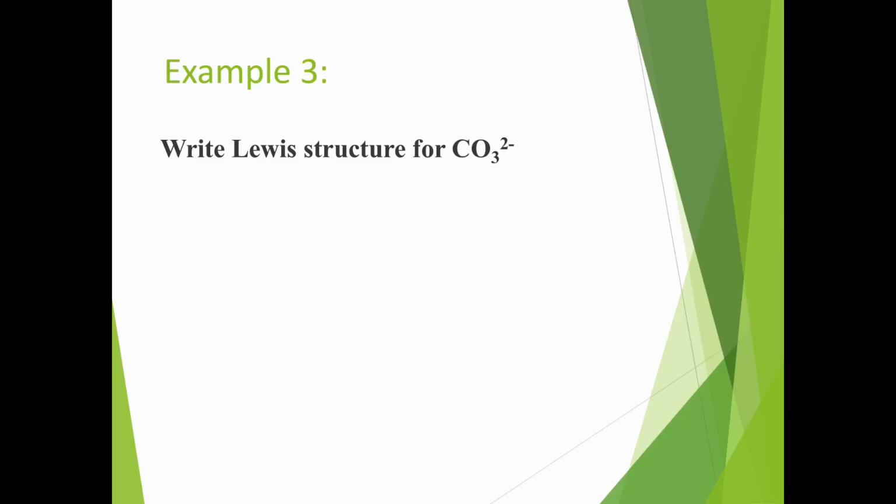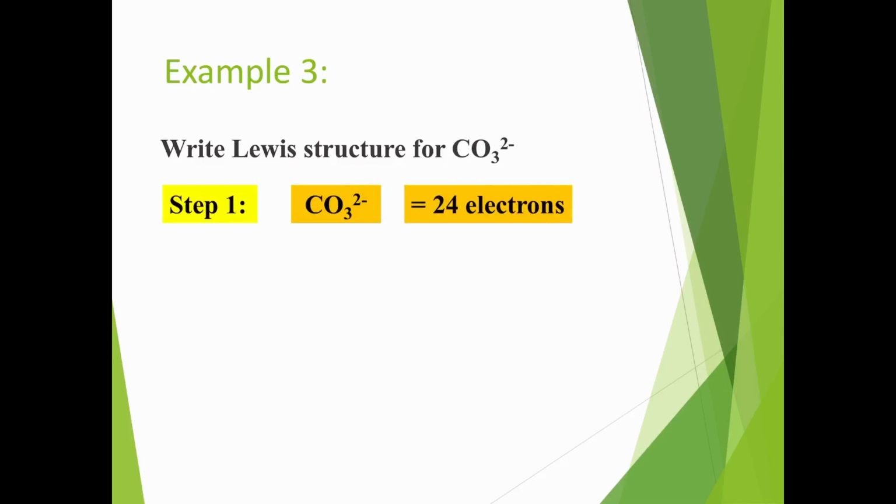If we were to write the Lewis structure for carbonate, so CO3 2-, again, our first step is to figure out how many electrons we have to play with. So 24 electrons, this is coming from 4 from the carbon. There are 3 oxygens that have 6 each, and then this 2- charge tells us that we have 2 extra electrons to play with. I know this sounds silly, but remember that electrons are negative. So if you have a 2-, that means you have 2 extra electrons, and you're going to add 2 to your total. Whereas if this was a 2+, you would have lost 2 electrons and subtract 2 from your total.